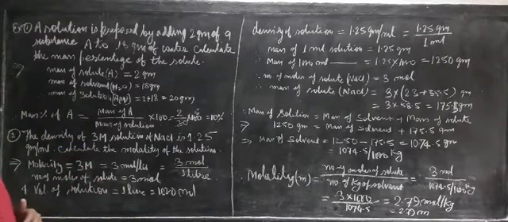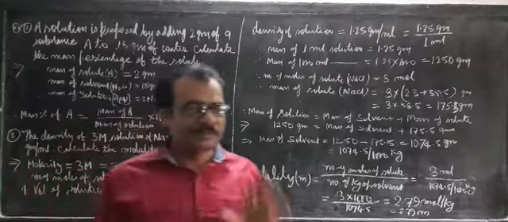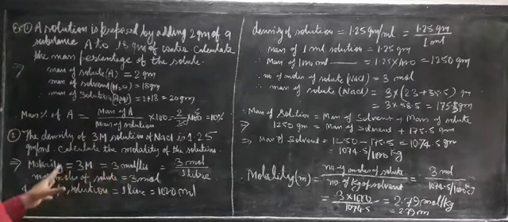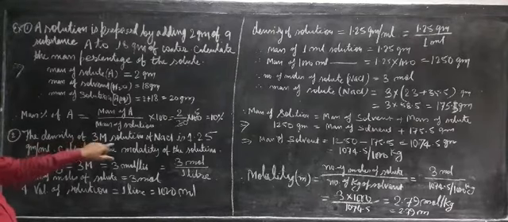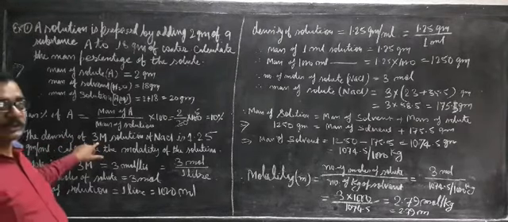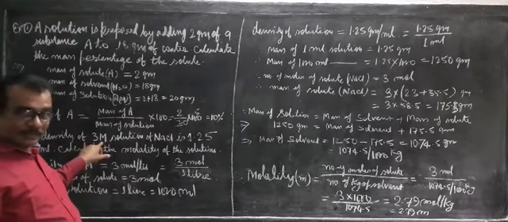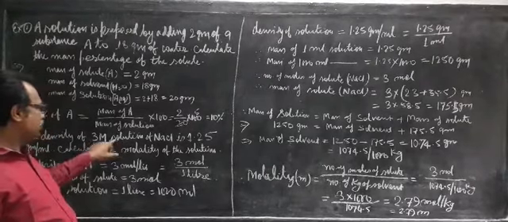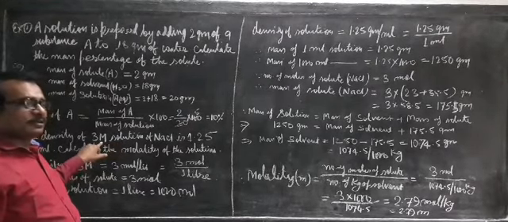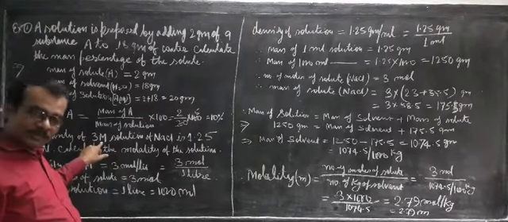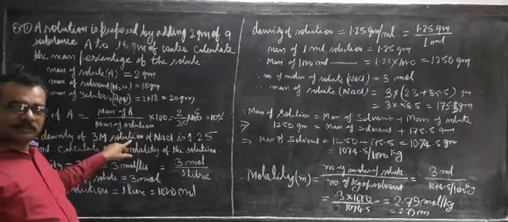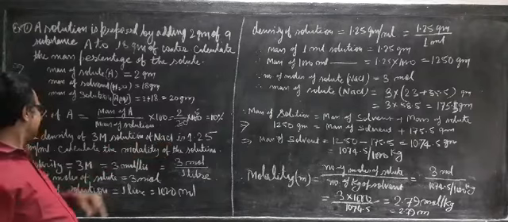Now the next question is based on molality and molarity. We have learned molality and molarity, so both concepts will be used in this question. What is given? A 3M solution. 3M means the molarity of the solution is 3 mole per liter. Capital M means molarity. So this solution is 3 molar, that means the solution's concentration is 3 mole per liter.